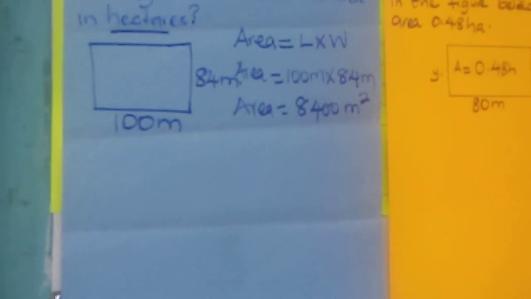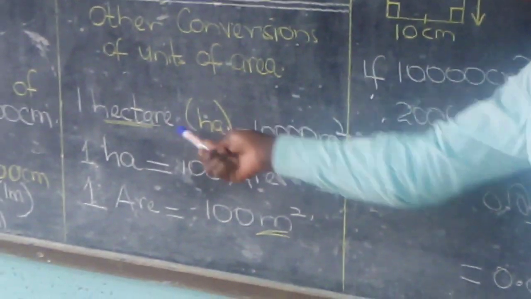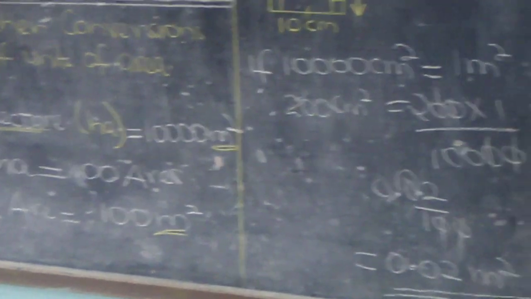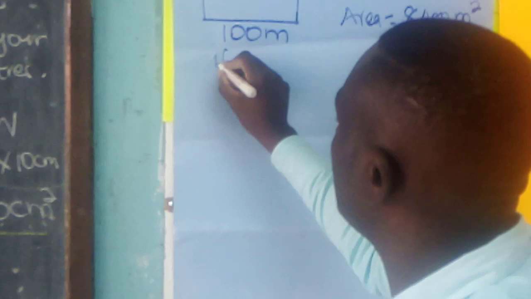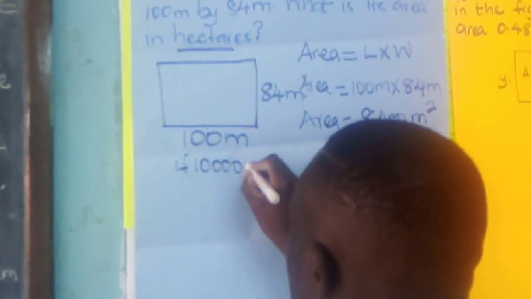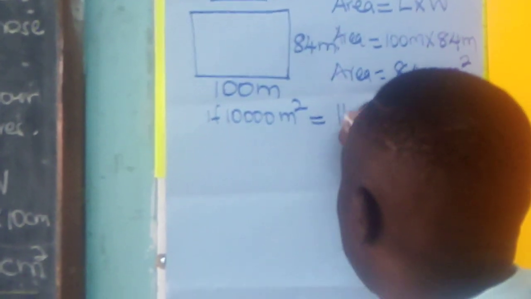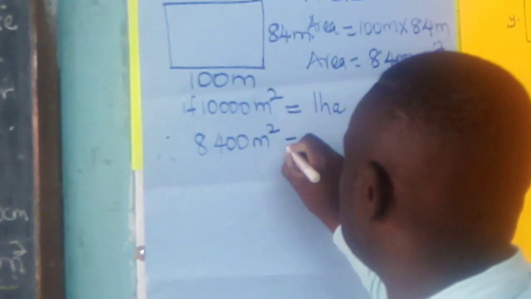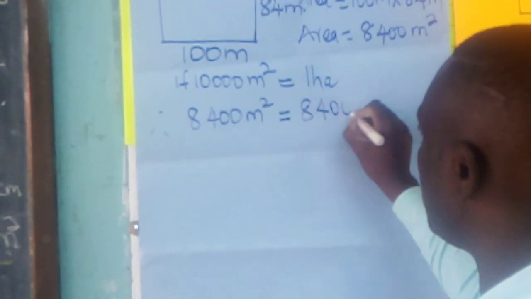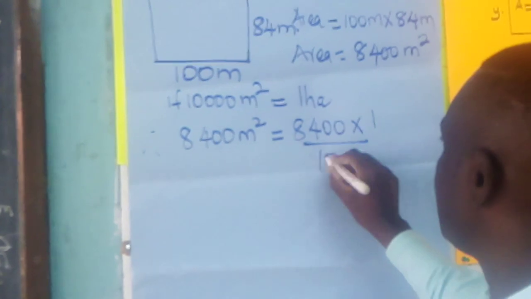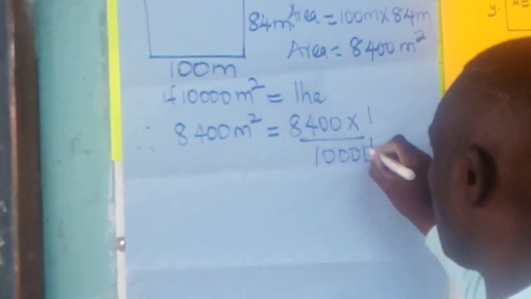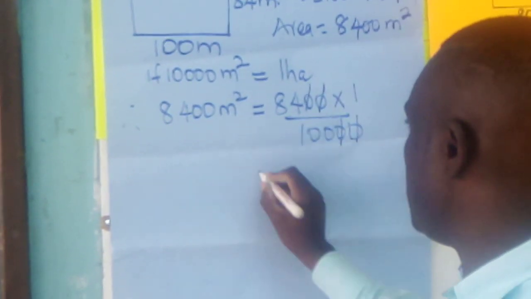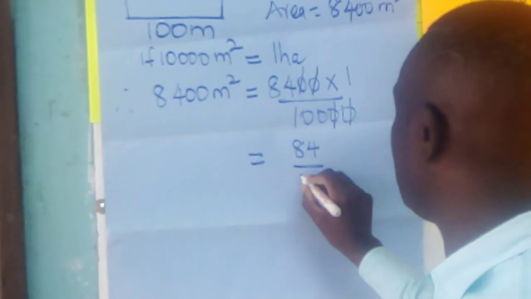We go back to our conversion. How many square meters make 1 hectare? We come here. Boys and girls, 1 hectare equals 10,000 square meters. And so we use it here. If 10,000 square meters equals 1 hectare, what about 8,400 square meters? That would be 8,400 multiplied by 1 all over 10,000. 0 goes with that 0, this 0 with that 0. And so we have 84 over 100.